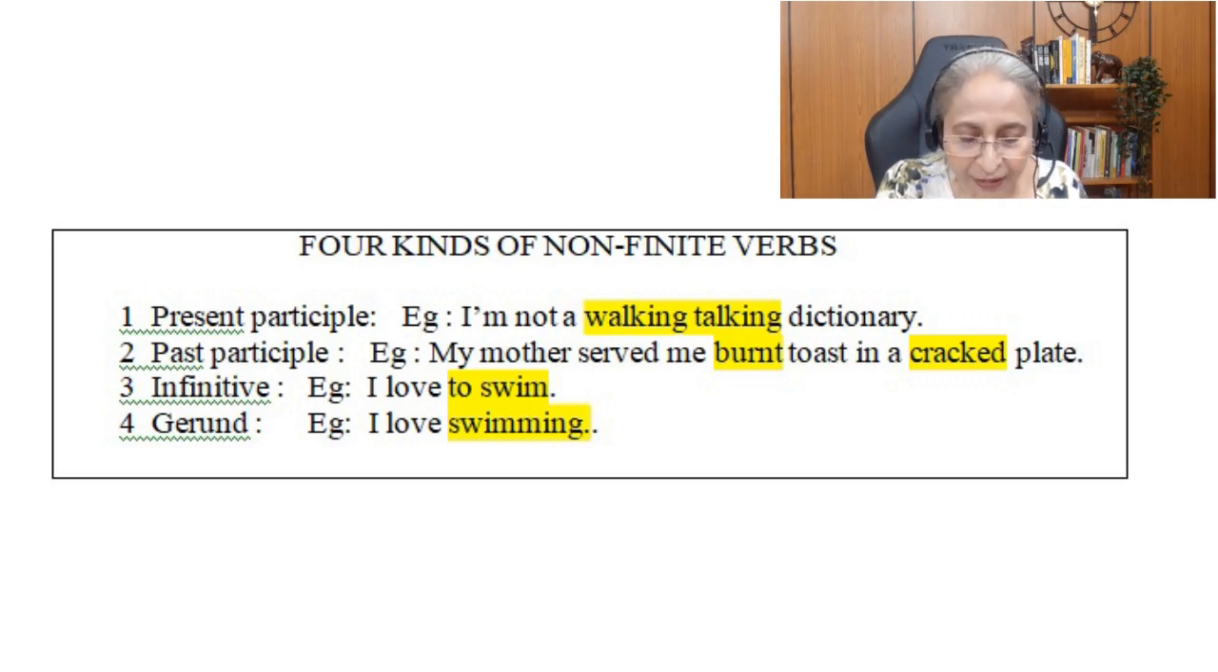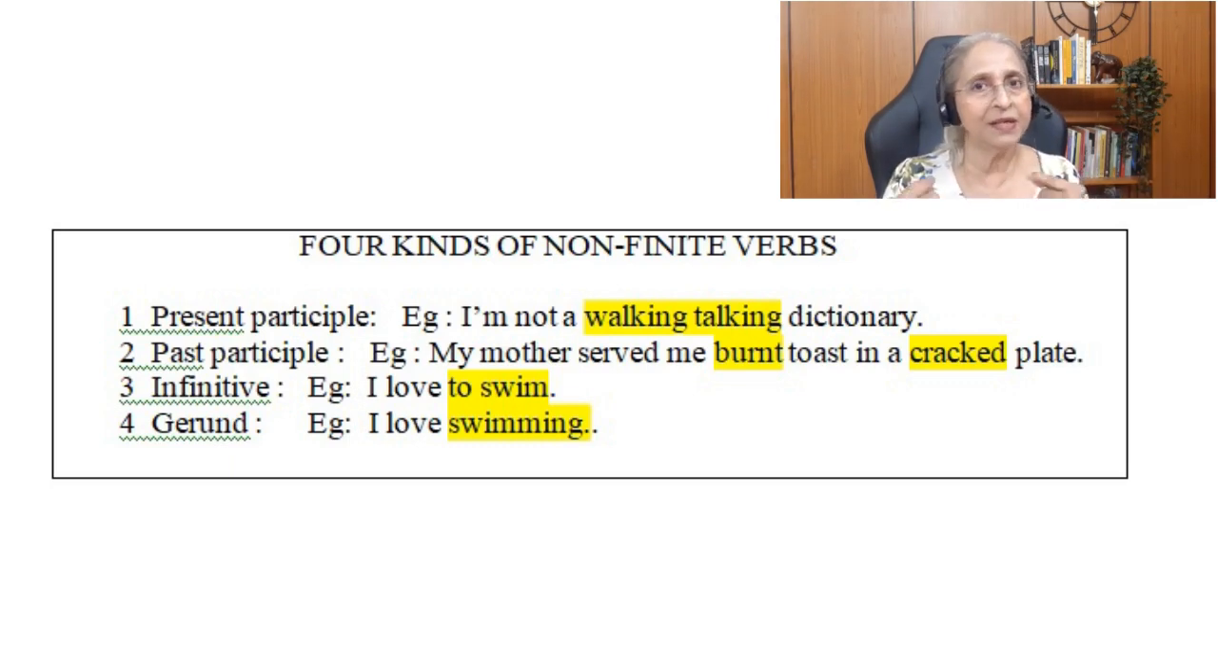All right? Now the third kind of non-finite verb is the infinitive. I told you sometime about the infinitive. To plus verb. To swim, to dance, to enjoy oneself. They're all infinitives. Okay? You cannot change the tense there. Again, the fourth kind of non-finite form is the gerund. For example, I love swimming. Now, swimming is verb plus ing. Right? Again, the verb has been used differently. Verb plus ing, but it's not really a verb. It's acting as a noun.